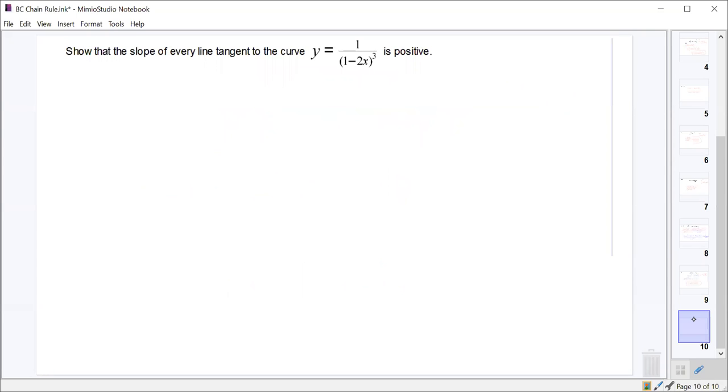Hopefully so. All right. Last thing that we will do today, we'll have made it through 2 weeks worth of derivatives in like a day. So we want to show that the slope of every line tangent to y equals 1 over 1 minus 2x cubed is positive. Is that a 1? I can't see it. It's blocked on my screen. So first off, to show that the slope of every line tangent to it is positive, we need to find a derivative. So what's y prime?